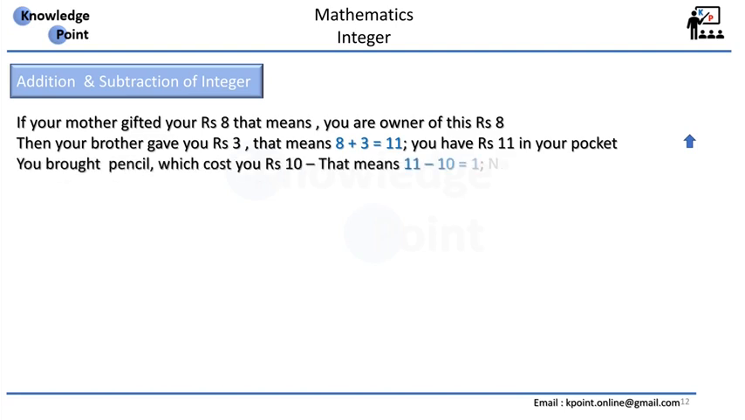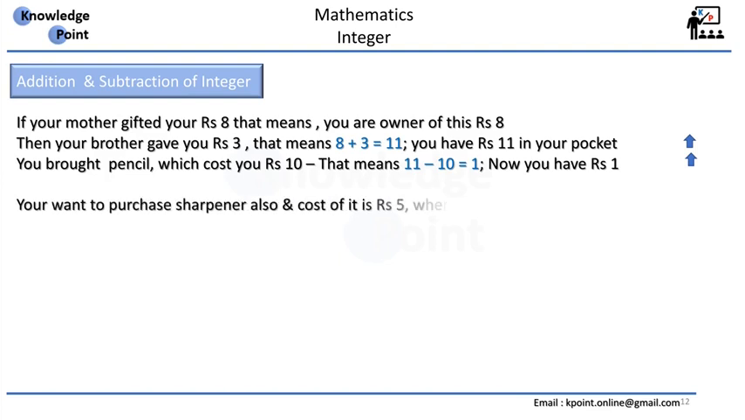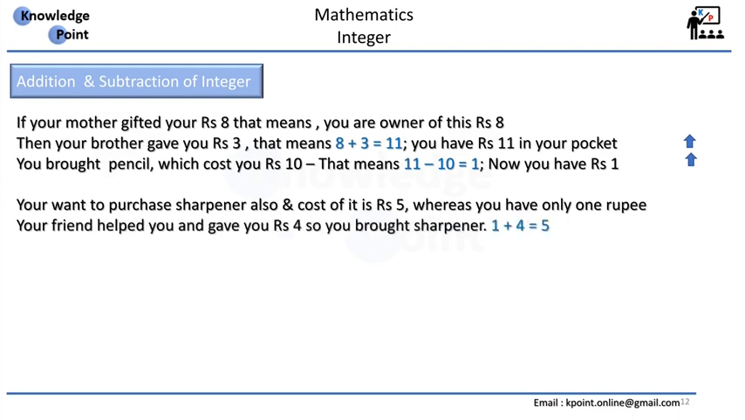You bought a pencil which cost you 10 rupees. That means 10 rupees gone from your pocket, and 11 minus 10 is equal to 1. So now you have 1 rupee in your pocket, still a positive number. You want to purchase a sharpener also, and the cost of it is 5 rupees, whereas you have only 1 rupee. Your friend helped you and gave you rupees 4. So you bought the sharpener because you have 1 rupee with you and 4 rupees given by your friend. So you have 5 rupees and you purchase the sharpener.